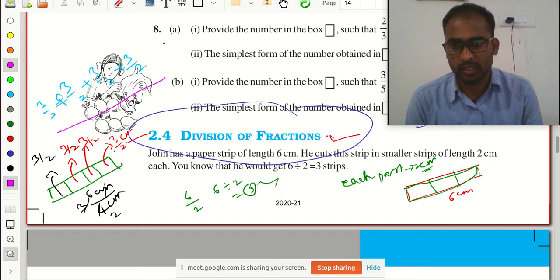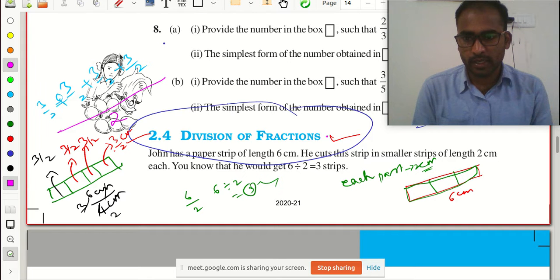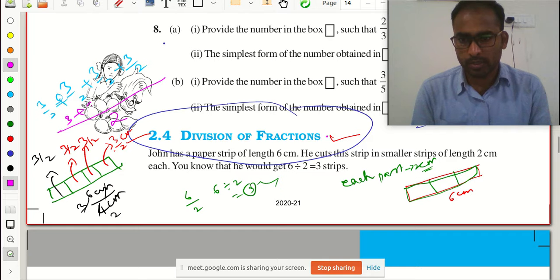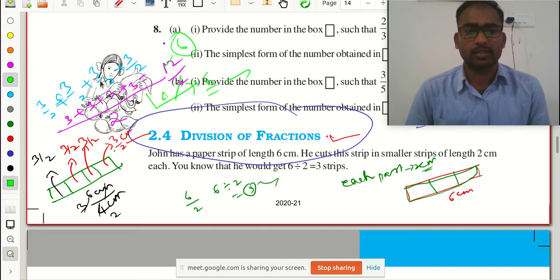Here all the denominators are the same, so I can take the LCM as 2. Then now I need to add up my numerators. 3 plus 3 plus 3 plus 3 is equal to 12 upon 2. So 12 by 2 is 6. So I am getting the answer as 6 only. Again my answer. Clear?